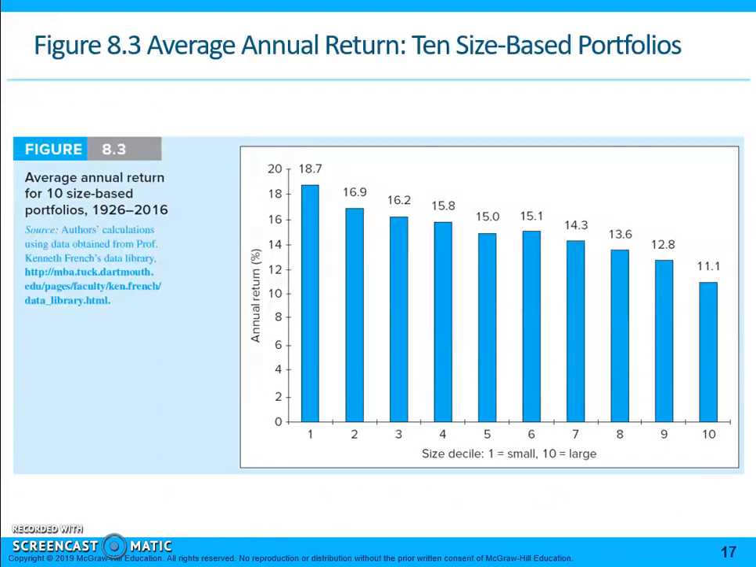Figure 8.3 shows the annual return of 10 size-based portfolios. We have 10 groups here, 1 through 10. We can see that the returns of the small firms, or decile 1 as they call them, are much larger than decile 10, and there seems to be some consistent decline in the returns across the size, implying that the small firm effect is truly a valid point.